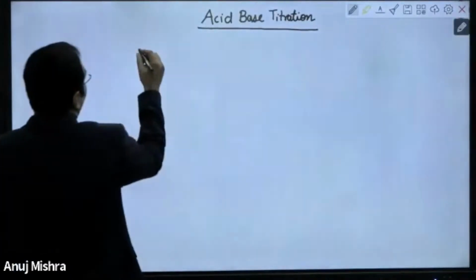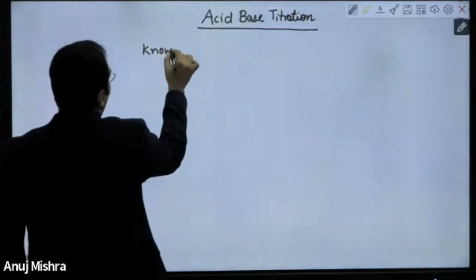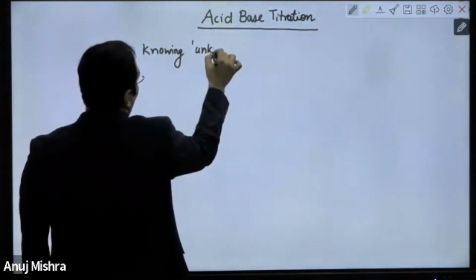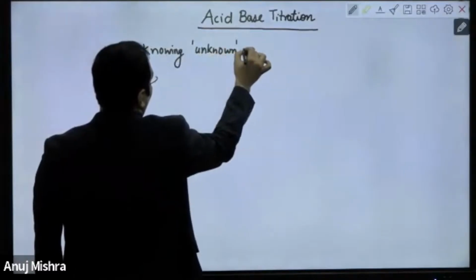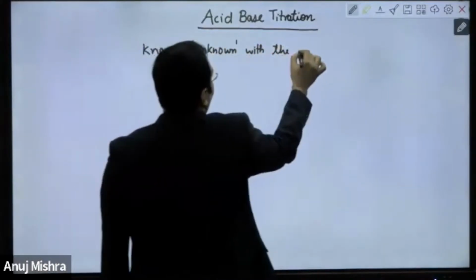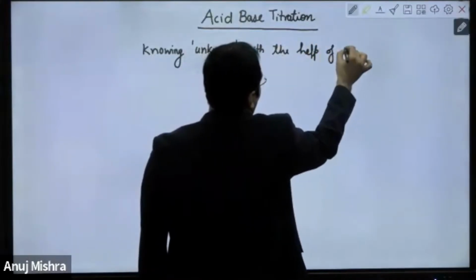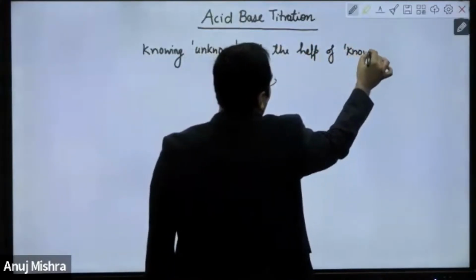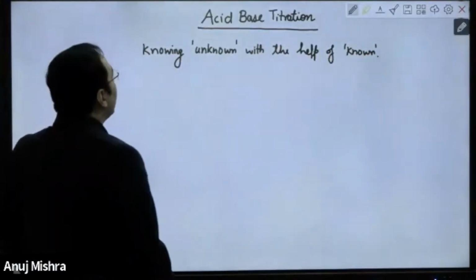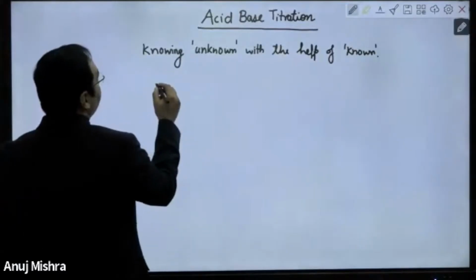So basically, I'll put it in very simple words: knowing unknown with the help of known. कैसी लिखे डेफिनेशन है? With the help of known. इतनी सी बात है. So knowing unknown with the help of known means what? Let's say you're talking about any titration for that matter.